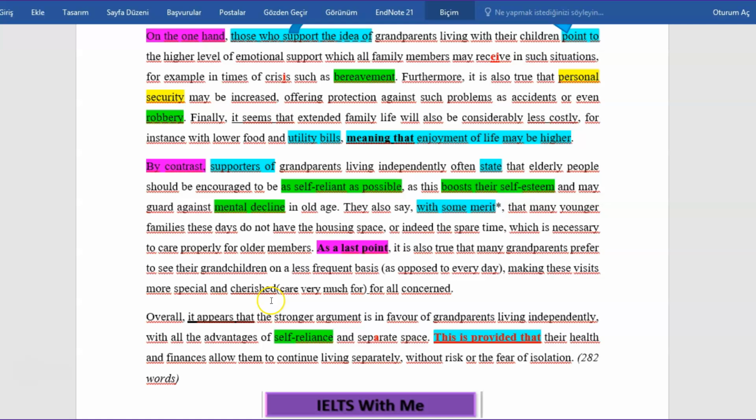Cherished has high frequency. You have to learn it, practice it, and use it. It means to care very much for something, for all concerned.